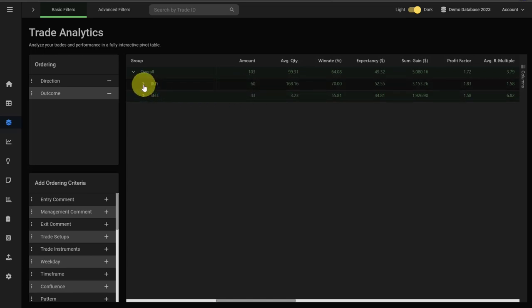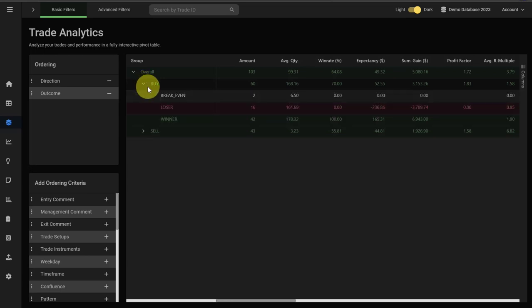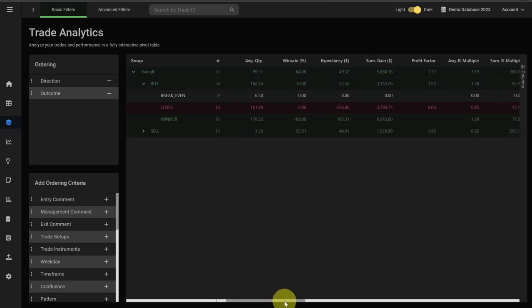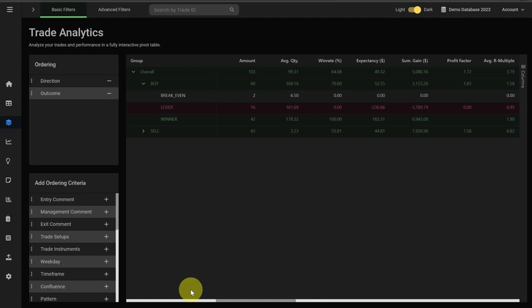And then when you open the arrow next to the buy, for example, you will see that you have 2 break-even trades among the 60 buy trades. You have 16 losses among the 60 buy trades, and you have 42 winners among the 60 buy trades. And here you can get a very detailed breakdown of your trading performance.